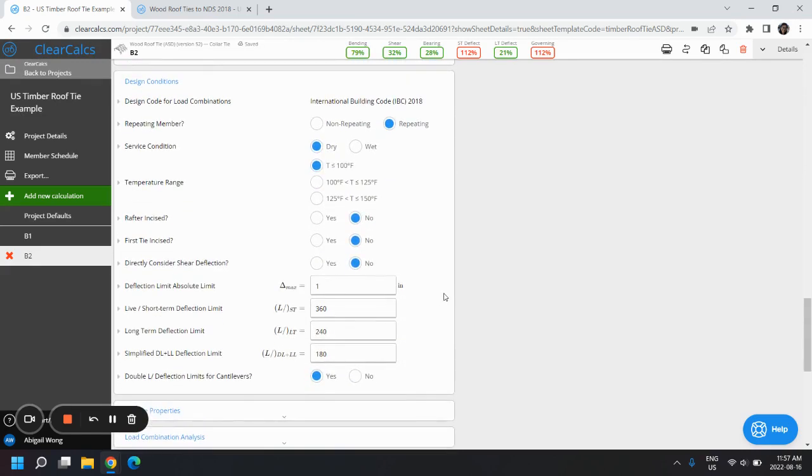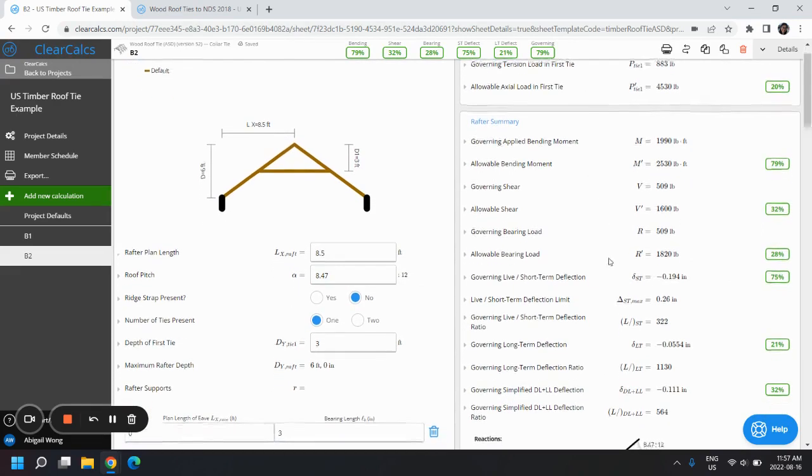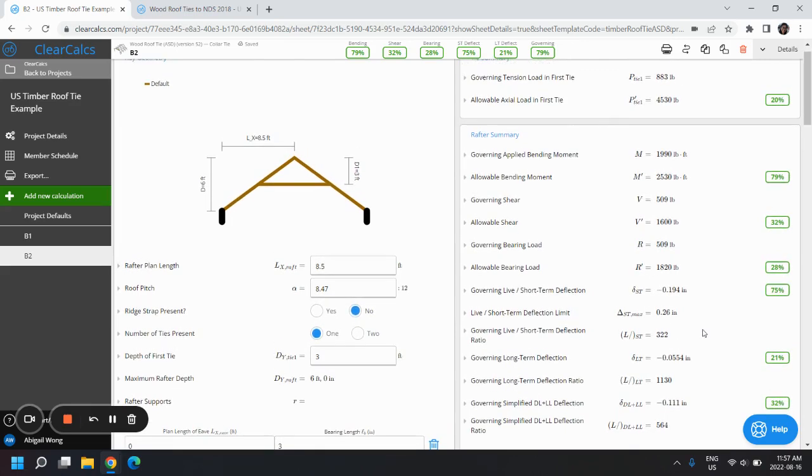And for our design conditions, we have slightly different values than our project defaults that were indicated in the example. So for this one, we're just going to input 240. Now, if we scroll back up to our summary, we can see that our design is passing and the axial load for the tie, as well as bending moment, shear, bearing load, and deflection is calculated for the rafter.